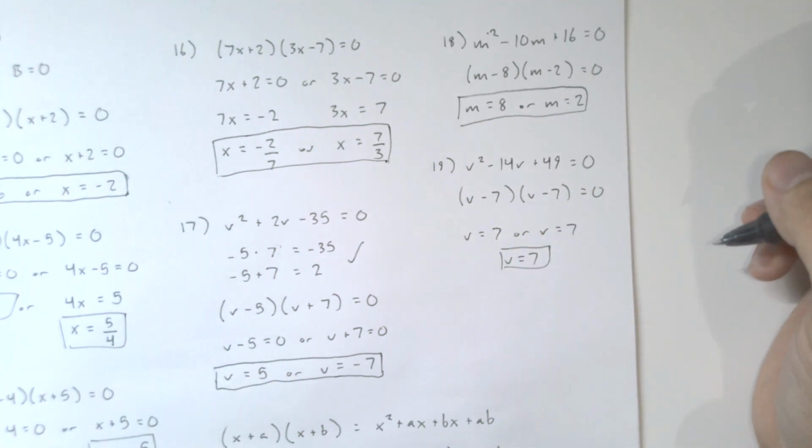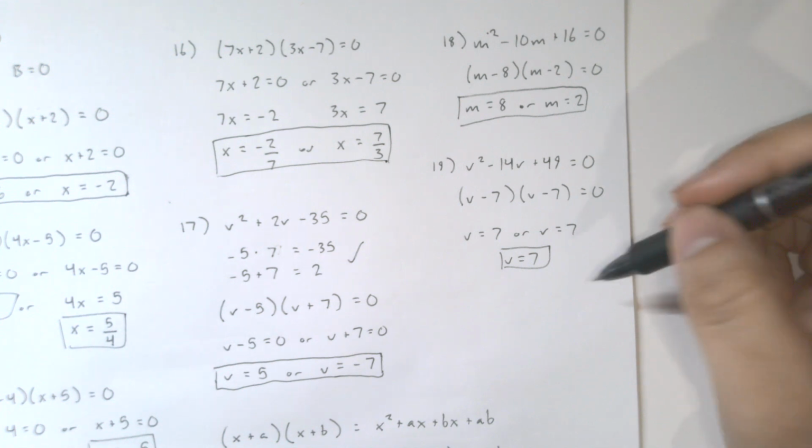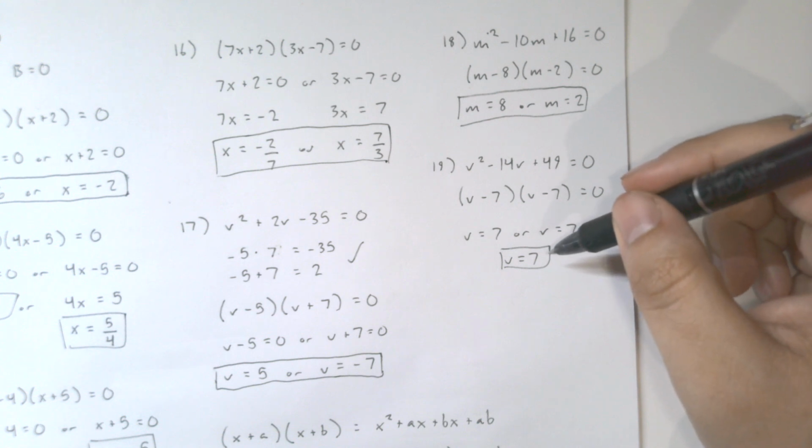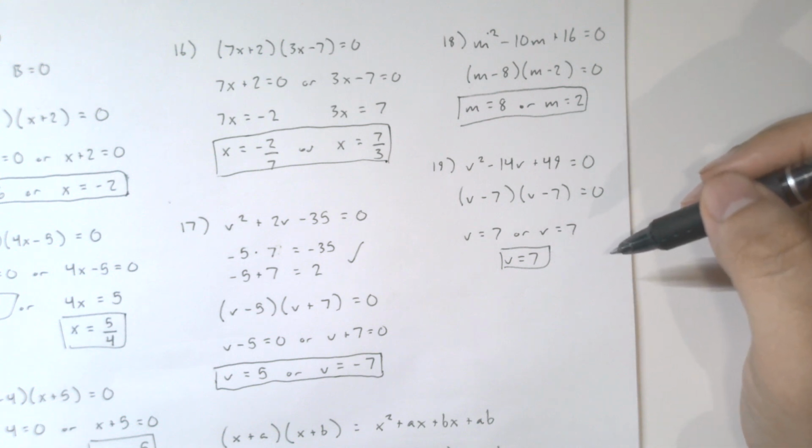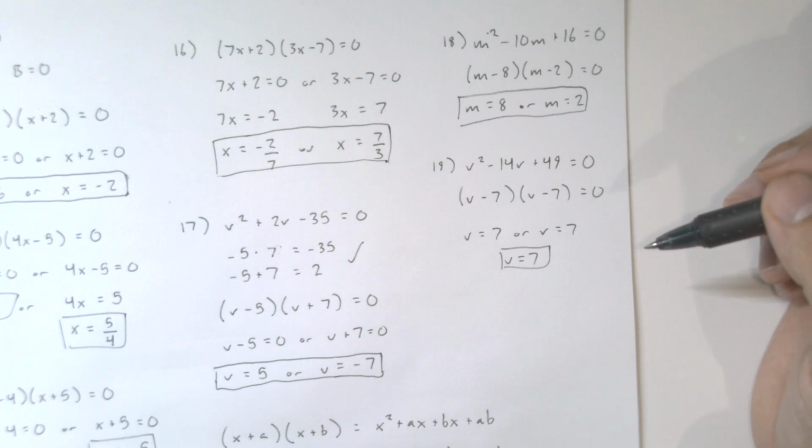If you remember from our discussion on the fundamental theorem of algebra, we could say that this solution, v equals 7, has a multiplicity of 2. So just reference back to that assignment.